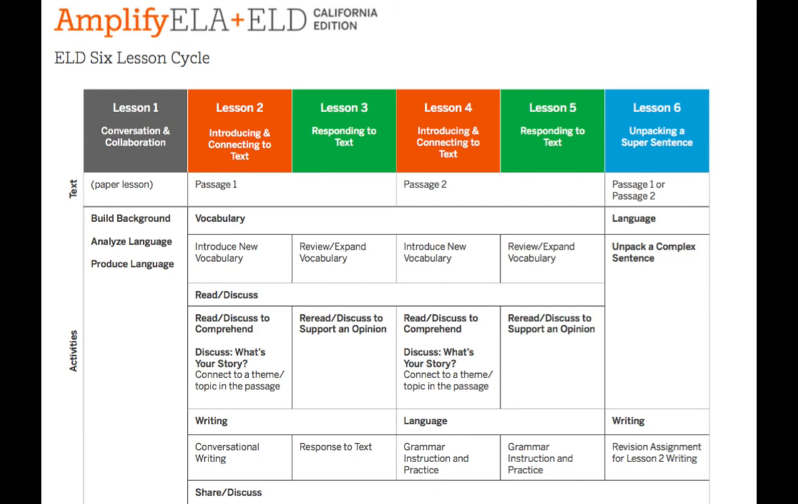Today's session was just an overview of the ELD 6-lesson cycle. I suggest you go into the curriculum and look more closely at each lesson in one full cycle to see how the lessons and activities build over the course of the cycle.